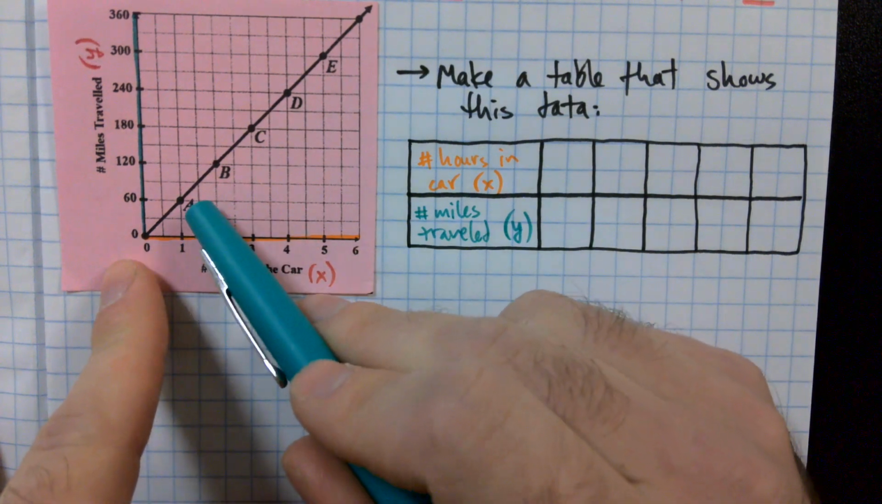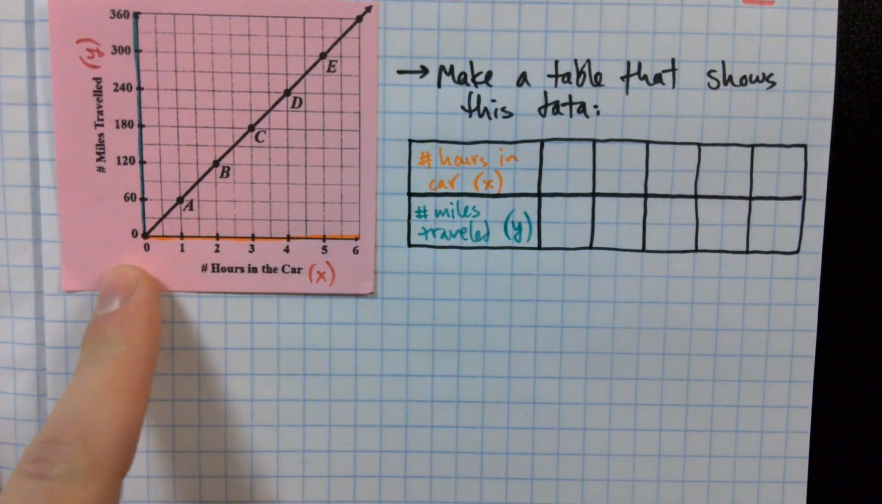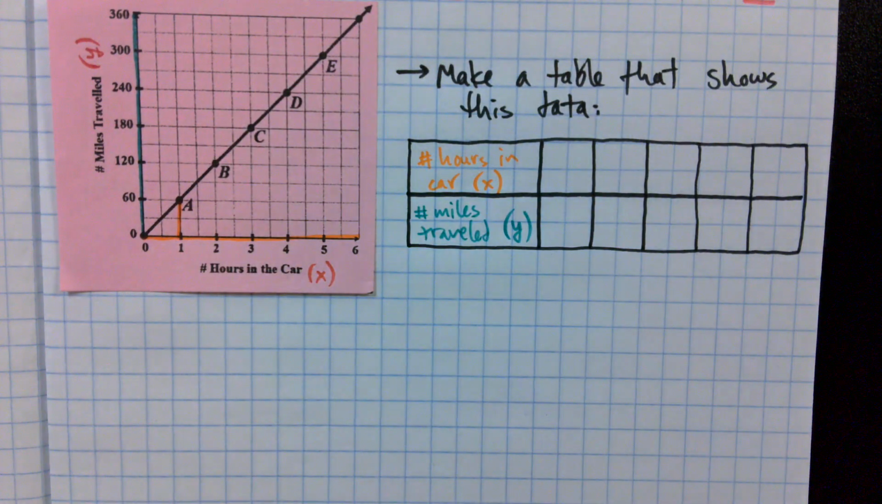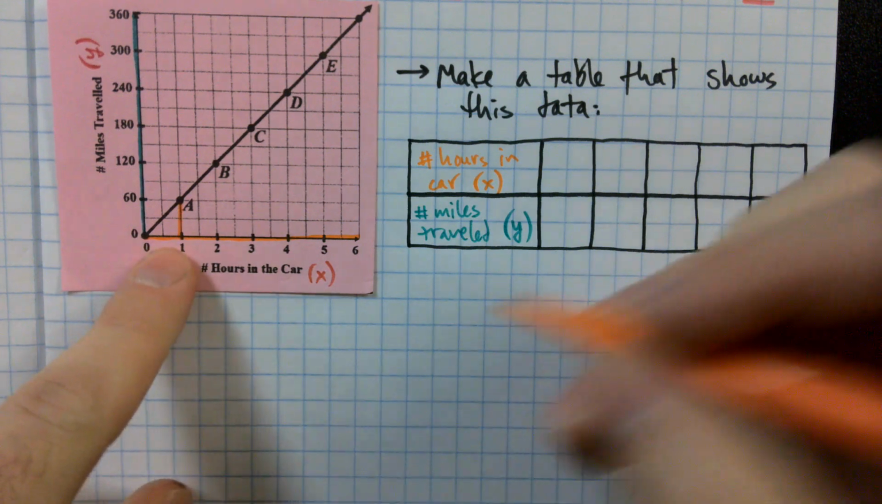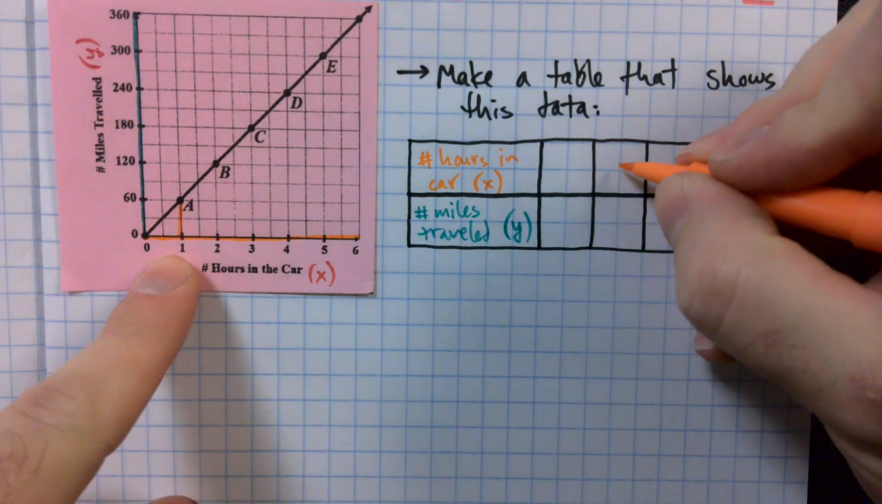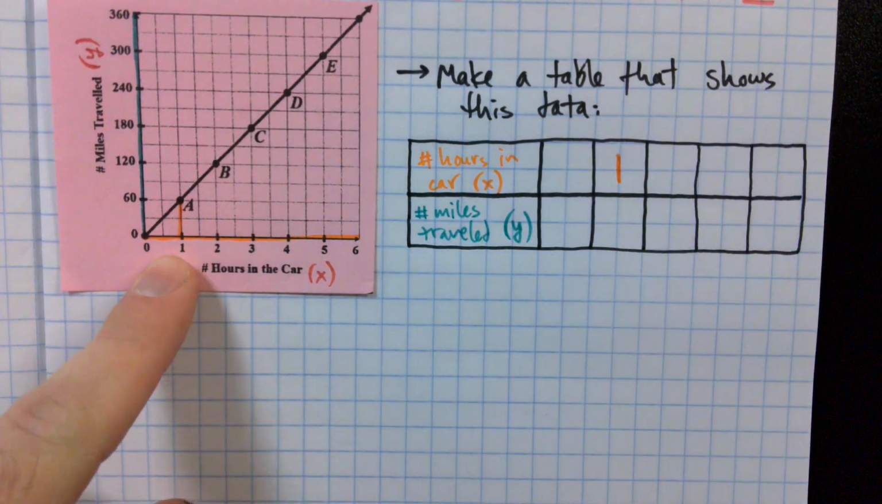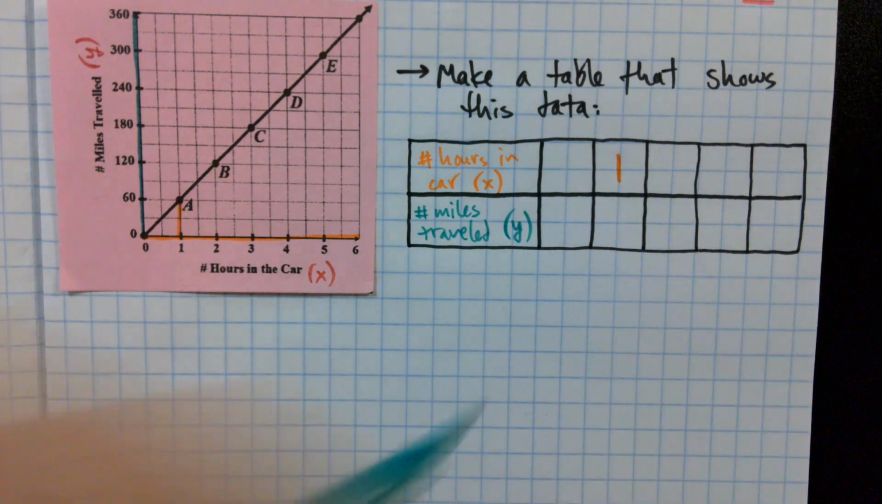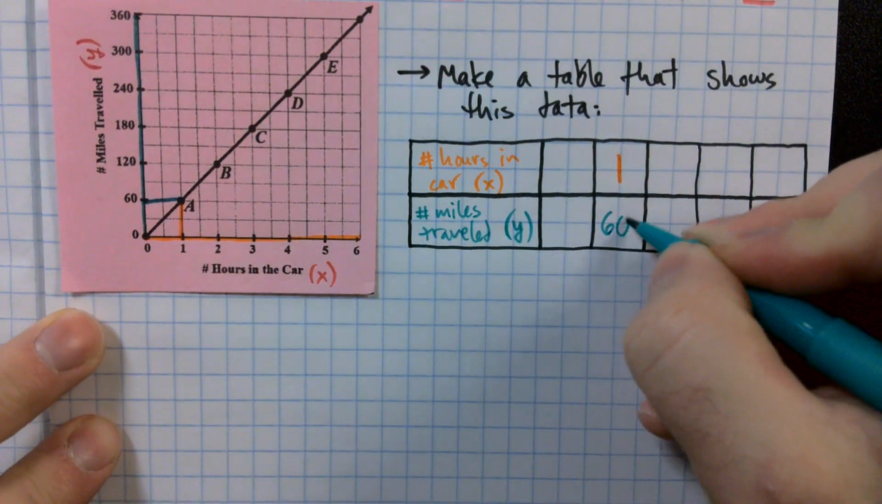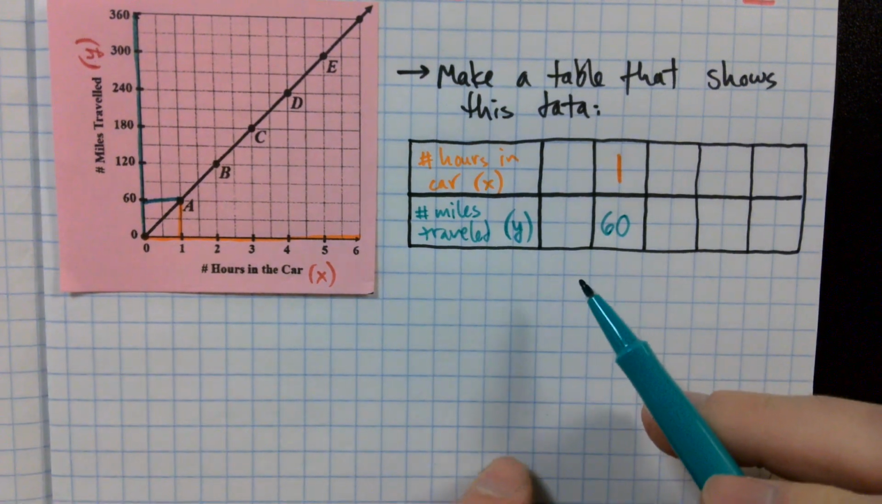So if we look at point A, where does point A line up on the x-axis? Dylan, where does it line up on the x-axis? 60. The x-axis. Oh, the 1. The 1. You're good. Yeah, it lines up at the 1, right? So at the 1, looking at 1 hour in the car. And then you said it lines up where on the y-axis, Dylan? The 60. Notice how I skipped a box. That was on purpose.